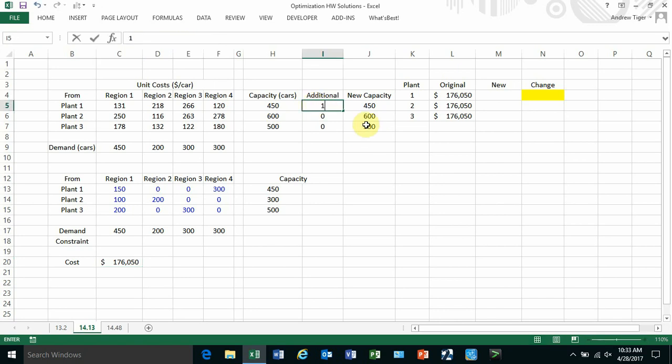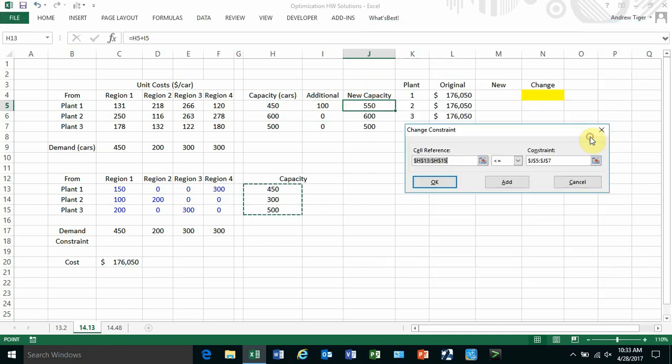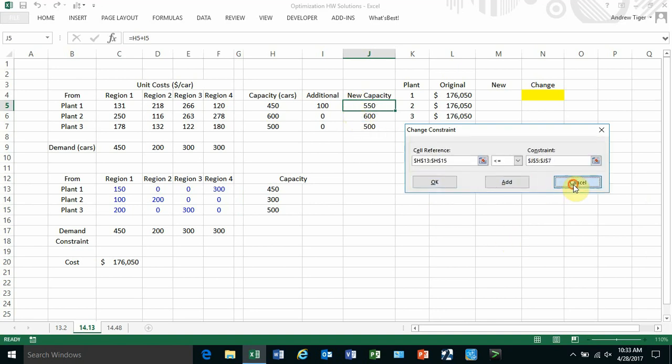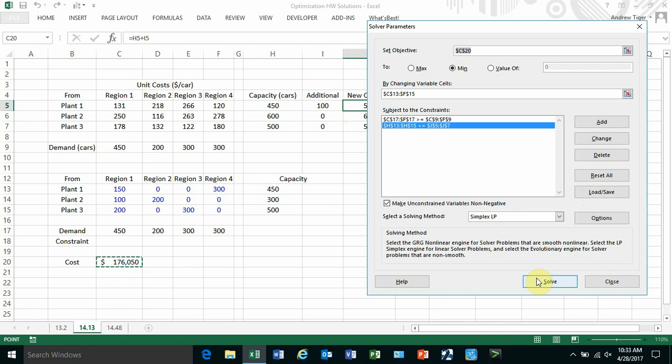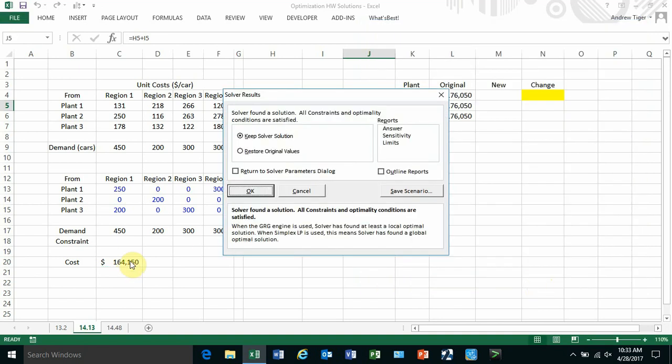So if I had 100 units, now I have a new capacity of 550. And the way I have Solver set up is that my constraint is referencing this new capacity. So when I solve this with the additional 100, my cost right now is $176,050. When I solve it now, it went down to 164.